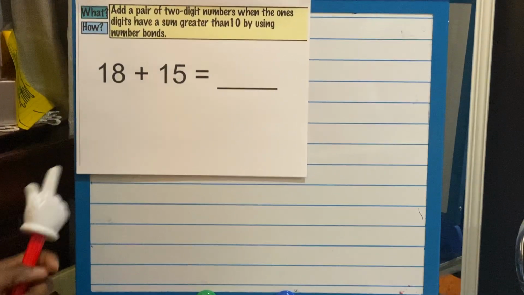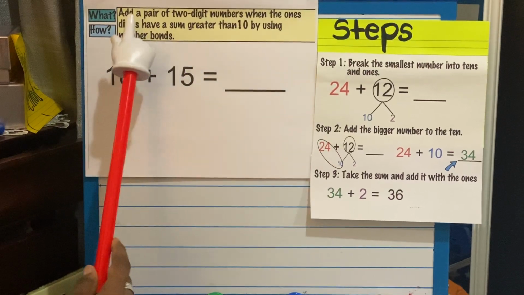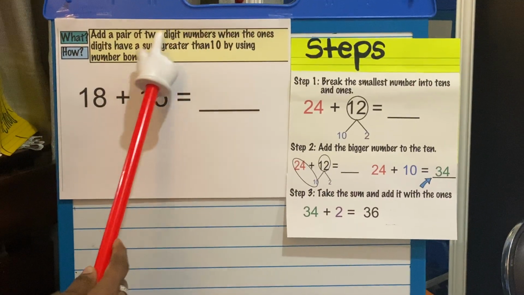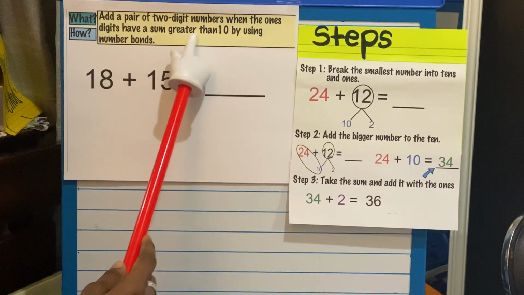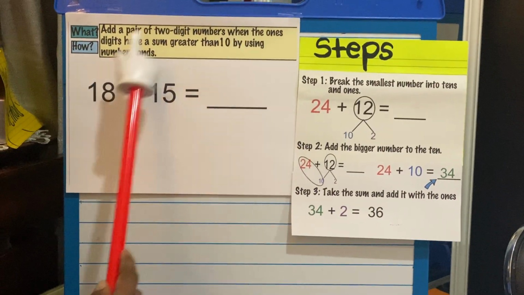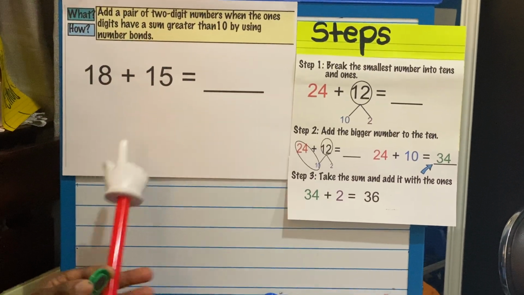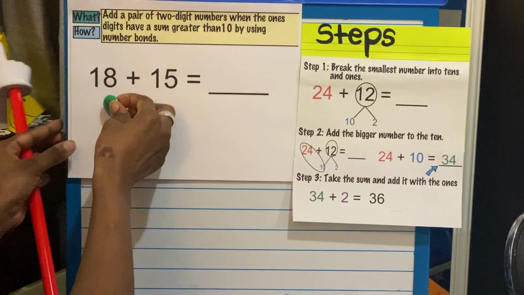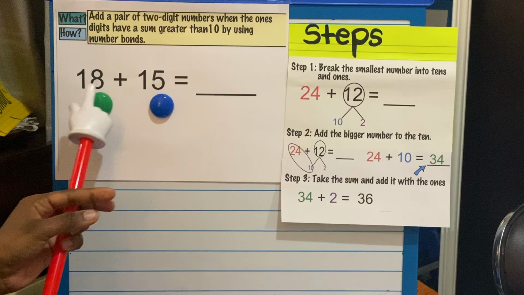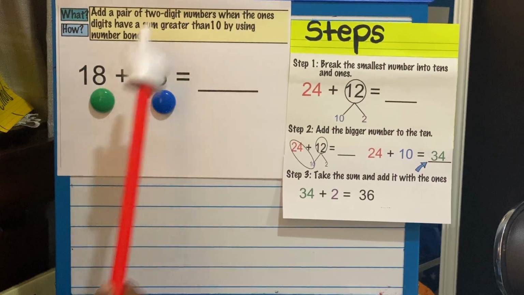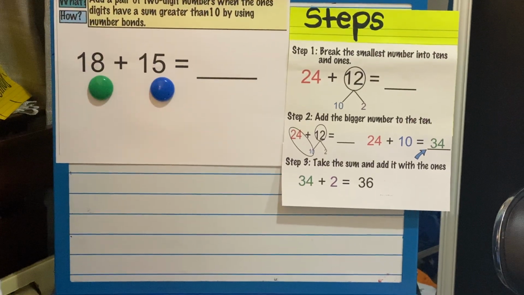So I want to remind you that mathematicians add a pair of two-digit numbers when the ones digits have a sum greater than 10 by using number bonds. Take a minute and tell me, what do you notice about the ones in the number 18, and what do you notice about the ones in the number 15? Turn and talk to someone at home.